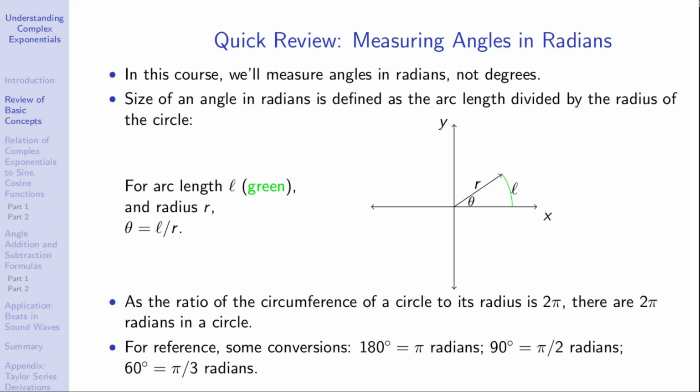As the ratio of the circumference of a circle to its radius is 2 pi, there are 2 pi radians in a circle. For reference, here are some conversions between degrees and radians. 180 degrees is equal to pi radians. 90 degrees is equal to pi over 2 radians. And 60 degrees is equal to pi over 3 radians.